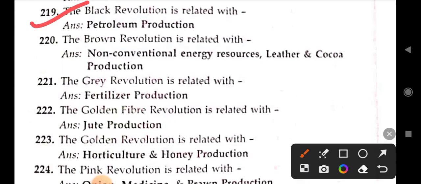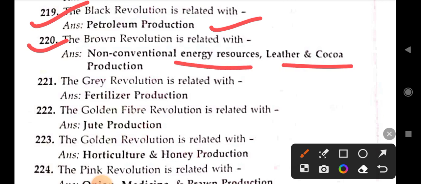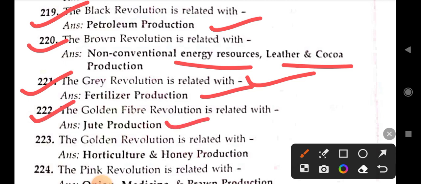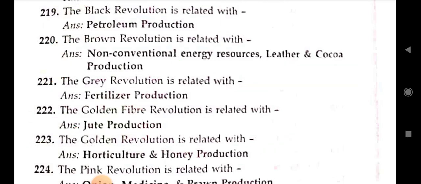The Black Revolution is related with petroleum production. The Brown Revolution is related with non-conventional energy resource, leather or cocoa production. The Grey Revolution is related with fertilizer production. The Golden Fiber Revolution is related with jute production. The Golden Revolution is related with horticulture and honey production.